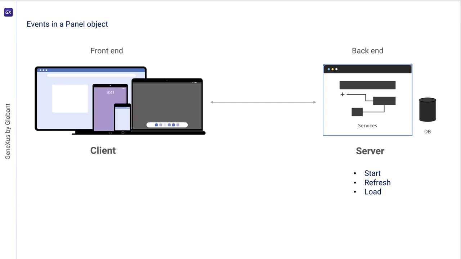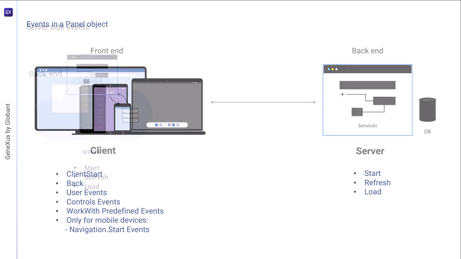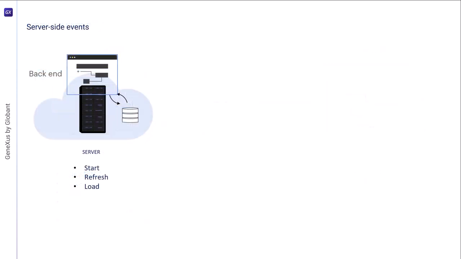Client-side events are client start, back, user-defined events, and events associated with the screen controls, as well as the events predefined by the work with pattern. We'll also have the events associated with the data navigation styles, which depend, for example, on the type of device and its orientation when the application is started. Let's take a closer look at server-side events.